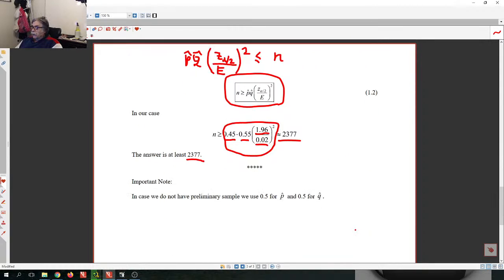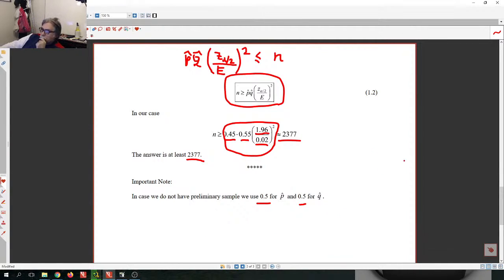Okay, now sometimes you don't have a preliminary sample. Let's say right from the get-go you're trying to figure out how big of a sample you need, and you only have the idea of what confidence you want and what kind of error tolerance you're going to allow. Now in that case you don't have p hat and q hat. If you just started, you didn't poll anything, what are you going to use? You're going to use 0.5 and 0.5 for p hat and q hat.